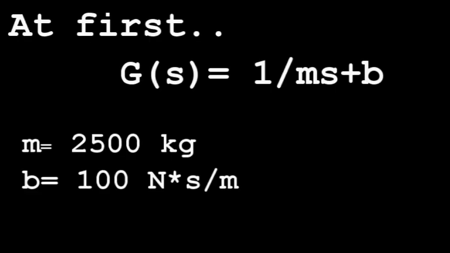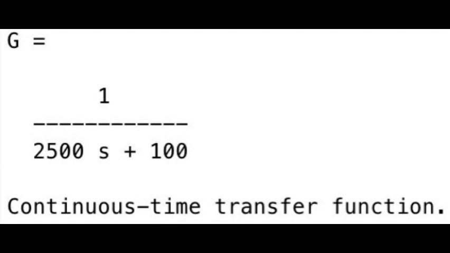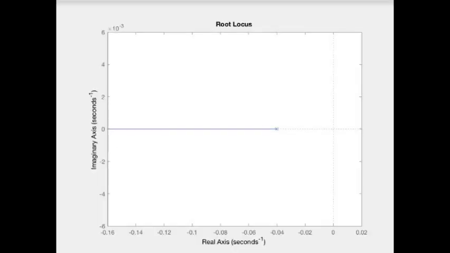After doing some preliminary research on the cars, we chose to model our system with a mass of 2,500 kilograms to represent a fully loaded medium-sized car and a damping coefficient of 100 newton-seconds per meter to represent the worst-case scenarios such as a car with snow tires, giving a final transfer function of 1 over the quantity of 2,500s plus 100. We then plotted the poles from the transfer function to create an initial root locus plot.